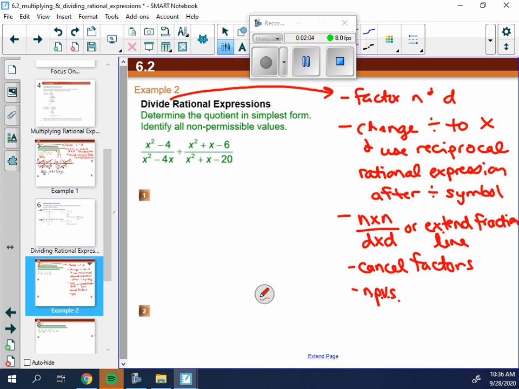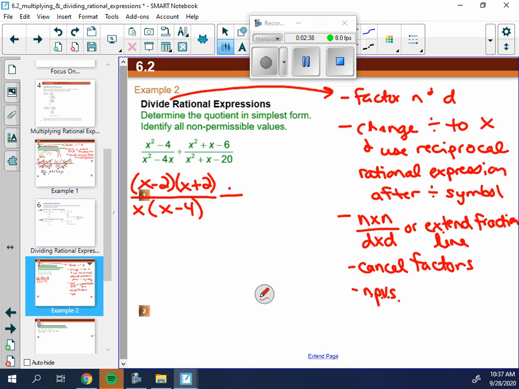x squared minus 4. What are the factors of x squared minus 4? Help me out. Not x squared, but x minus 2, x plus 2. You're right. Okay, the denominator there is not a difference of squares. We almost got caught on that one in the last example because that x isn't squared, but there is a greatest common factor. What is it? x. Good. So you have an x, and then the leftover would be x minus 4.